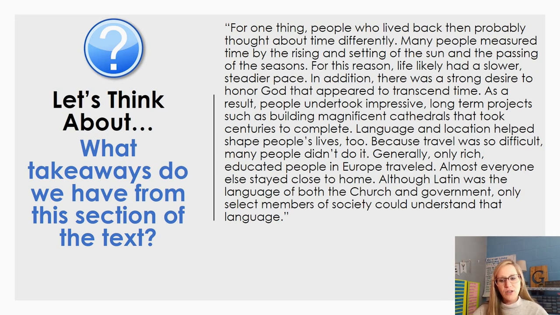Because travel was so difficult, many people didn't do it. Generally, only rich, educated people in Europe traveled. Almost everyone else stayed close to home. Although Latin was the language of both the church and the government, only select members of society could understand that language.